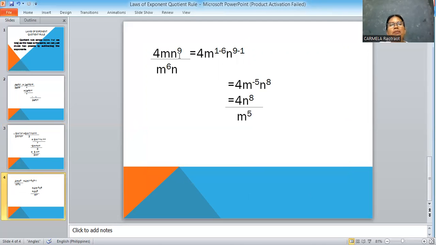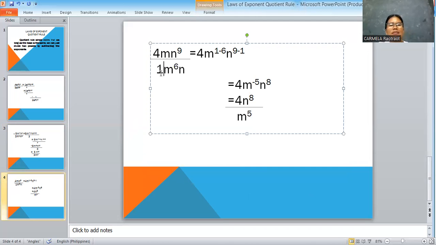Let's have another example. 4mn raised to the power of 9 over m raised to the power of 6 and n. The 4 is already divided, right? It became 1, so it is not shown. So automatically, we copy the 4, and m. M raised to the power of 1 minus 6, and n raised to the power of 9 minus 1. There is an understood 1 for the m and for the n. So we copy the 4, m, 1 minus 6.